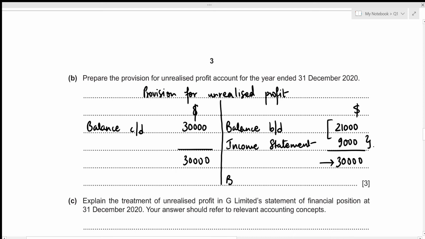So that's going to be balance brought down. And this will have the same amount as our closing balance. So that's going to be 30,000. This concludes our second part of the question. Now we can move to the third one.